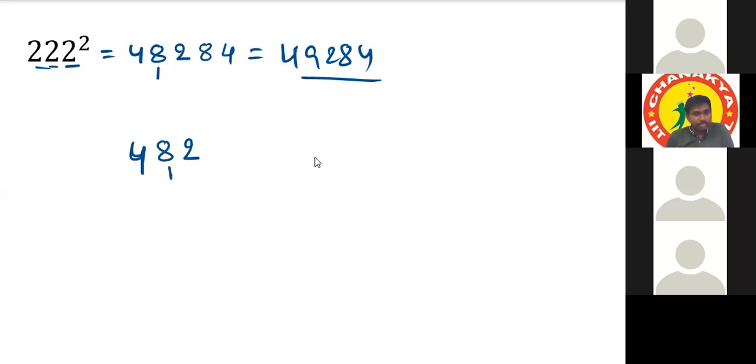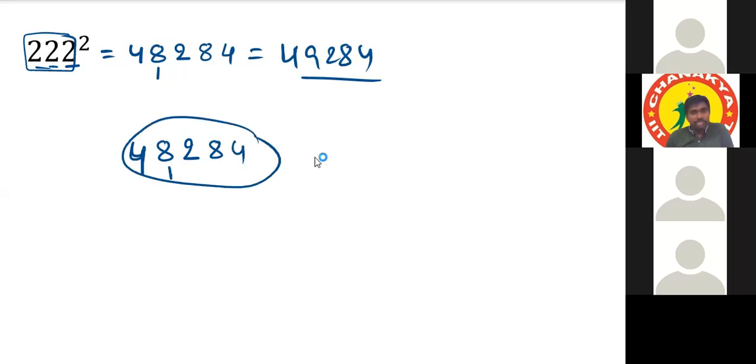Three times, right? 4 is added 3 times, because there are three 2s. And now again reduce. Before 12, what have we written? 8. And before 8? 4. After balancing, your answer is this one.